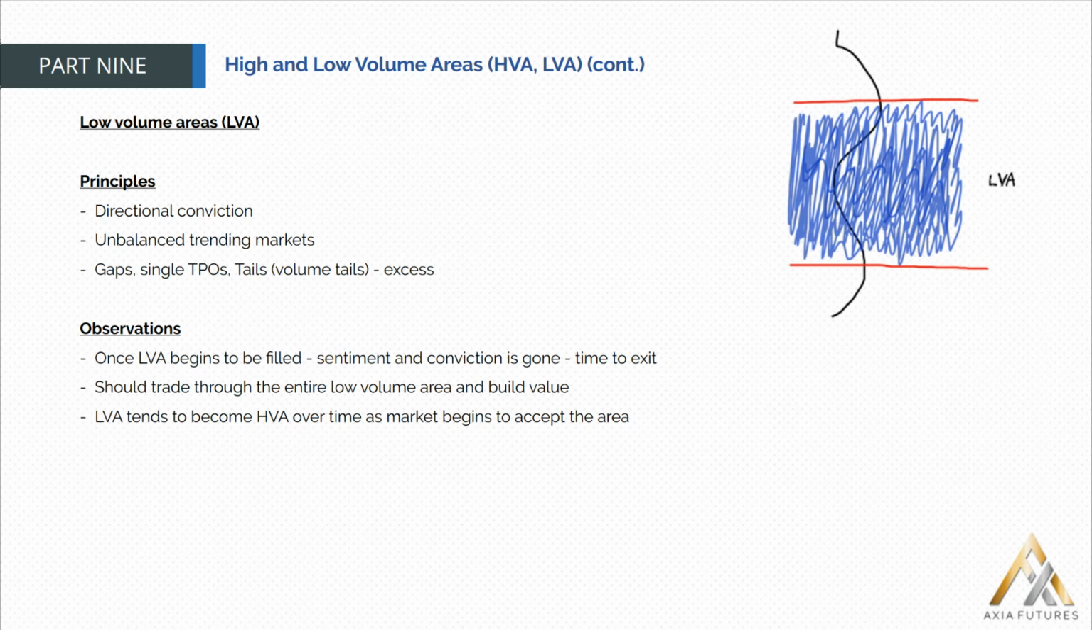So again, don't be the last one out. When that conviction is gone, when that momentum is gone, and we no longer have that directional conviction, you don't want to be the last one out. You want to be the first one out.